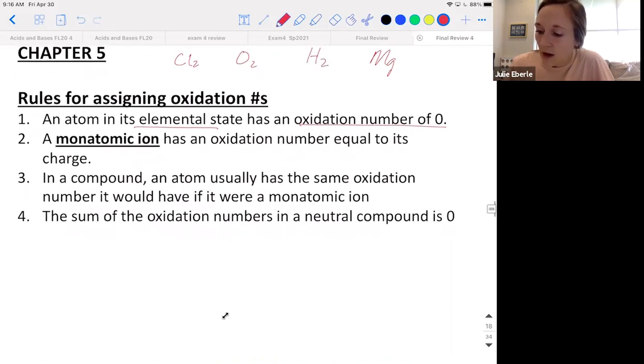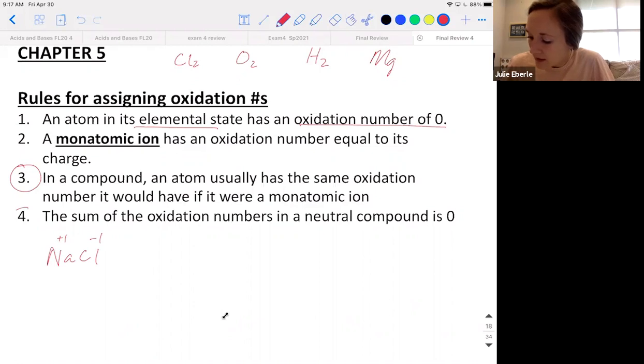Okay, if it's a monatomic ion, the oxidation number will be equal to its charge. We really don't see those often. We usually see things in a compound, and there you're going to give it the same oxidation number as its charge as an ion. So if you have something like NaCl, we say the oxidation number of sodium is +1, and chlorine is -1. It matches what their charges are as ions.